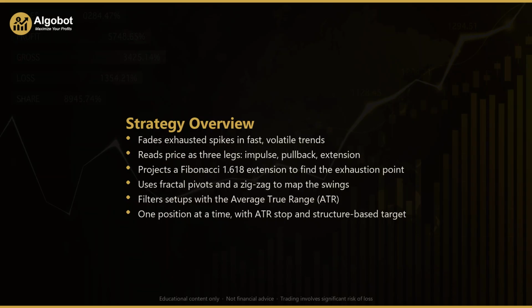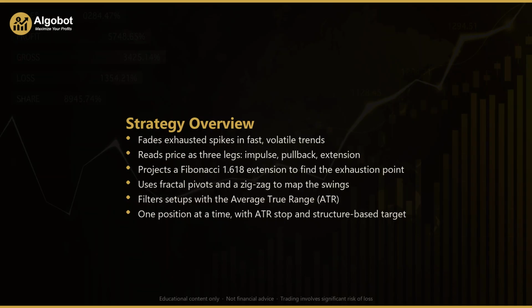Two indicators do the heavy lifting. The first is a symmetric fractal pivot detector, feeding a zigzag filter so that the swings A, B, and C strictly alternate between highs and lows. The second is the average true range, which measures recent volatility. The strategy only considers an impulse worth fading when it is larger than a configurable number of ATR units, so it ignores small, quiet moves and focuses on genuinely stretched ones.